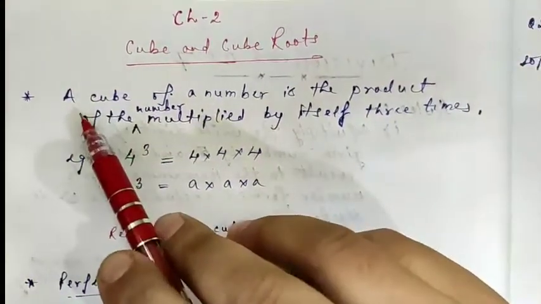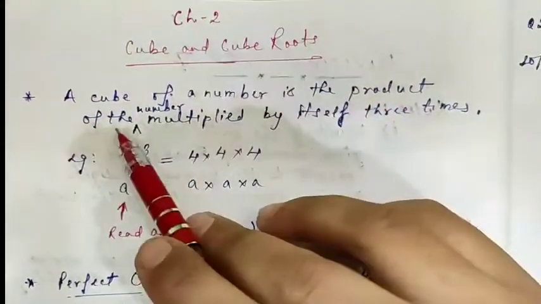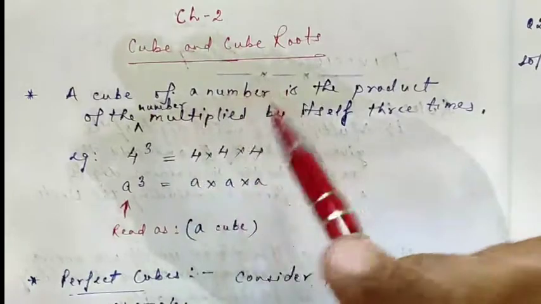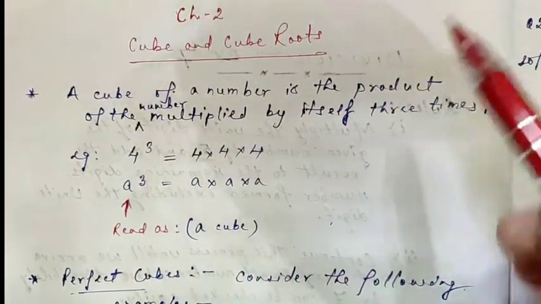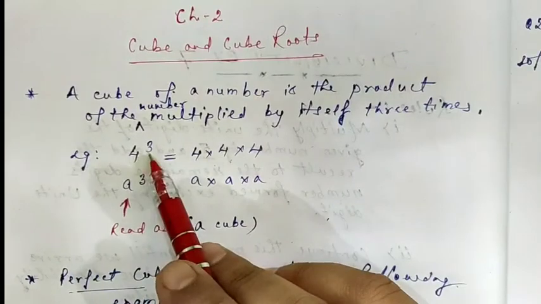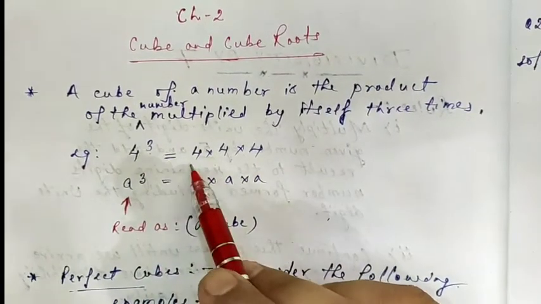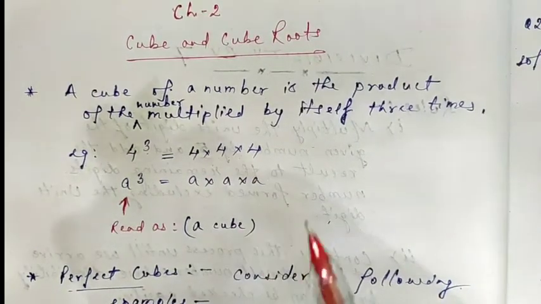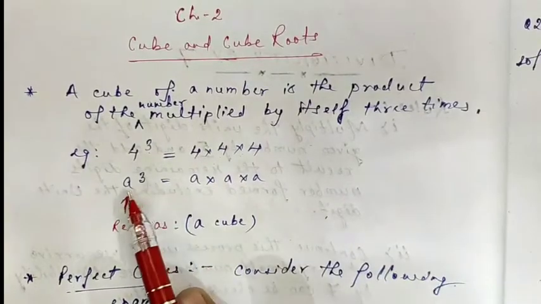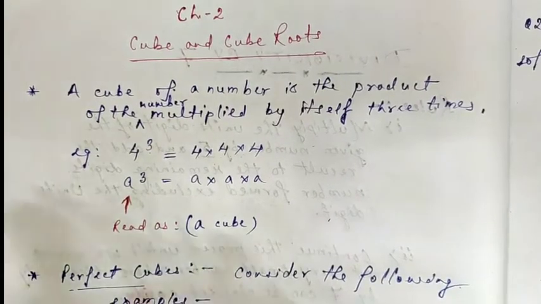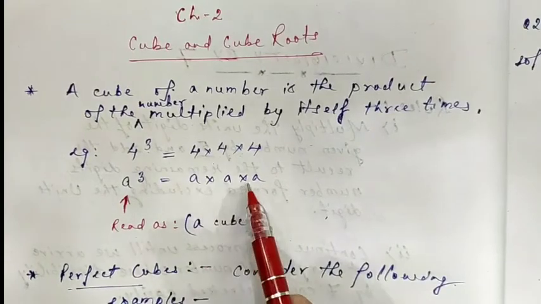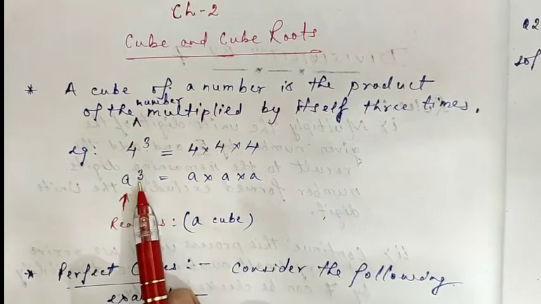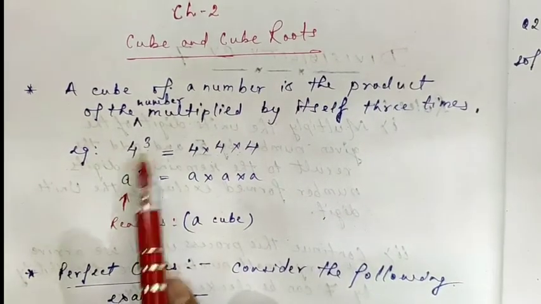What is a cube? A cube of a number is the product of the number multiplied by itself 3 times. So when you multiply a number 3 times, you get the cube of that number. For example, if I write 4 to the power of 3, we get 4 multiplied with 4 multiplied with 4, that is 4 multiplied 3 times. A cube, where a can be any constant number, will be a multiplied with a multiplied with a. Remember to read it as a cube. This one will be 4 cube.